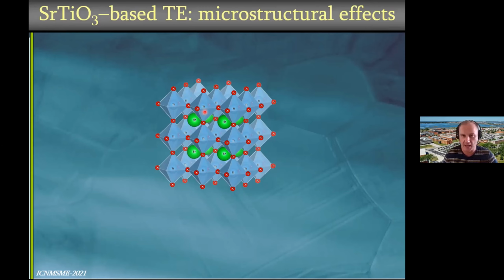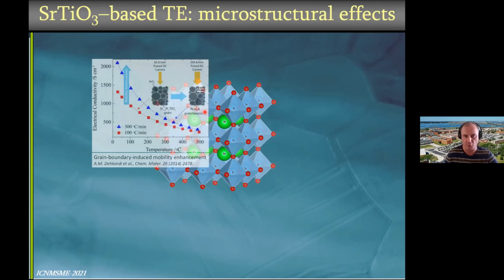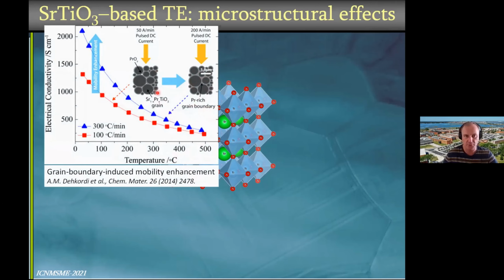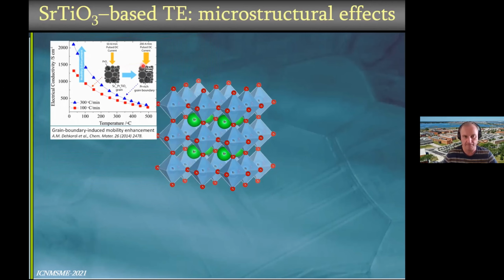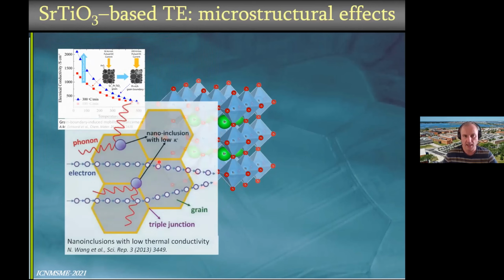Here I just collected from literature some examples of approaches which are being used for strontium titanate, for example, engineering of the grain boundaries. In this case, they contain an excessive amount of praseodymium oxide and somehow create very good conditions for transport of the charge carriers, so the mobility is increasing, and in this way the conductivity is tuned independently from other parameters.